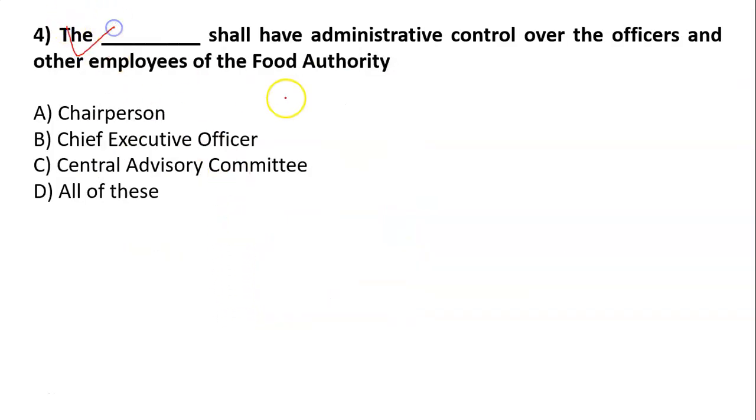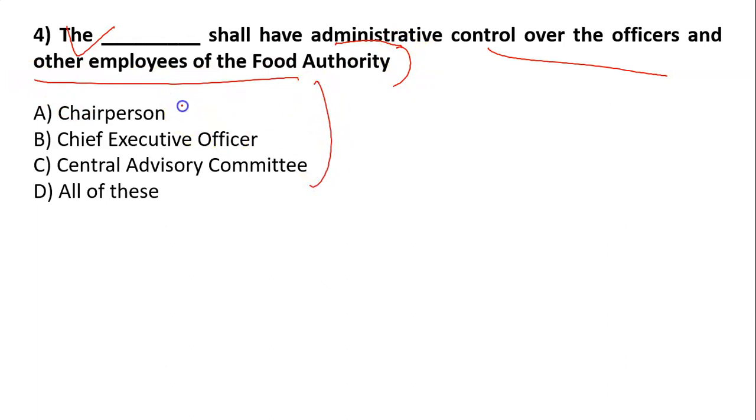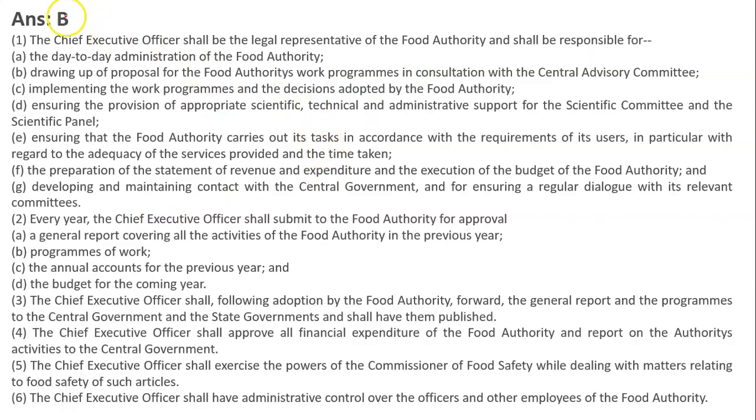Now the 4th question: the dash shall have administrative control over the officers and other employees of the food authority. Your options are: this administrative control is done by the chairperson, or handled by the chief executive officer, or controlled by the central advisory committee, or all of these have the administrative control over the officers and other employees of the food authority. First of all, its answer will be B.